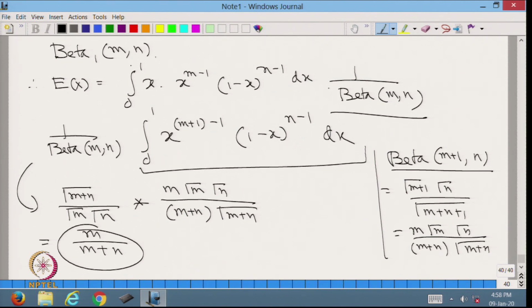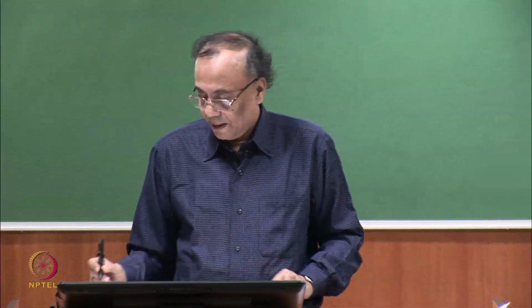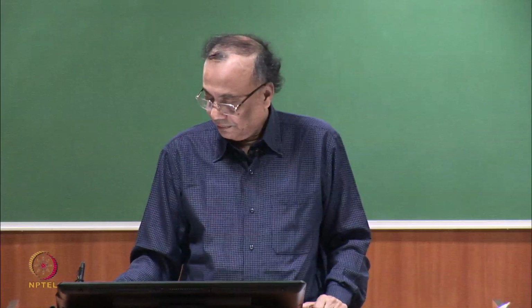Therefore, the expected value depends upon the two parameters m and n, and we can easily see that the expected value of beta 1 n comma m is going to be n upon m plus n. Therefore, what is the power of x and what is the power of 1 minus x? These two together give us the expected value of beta 1 m n.